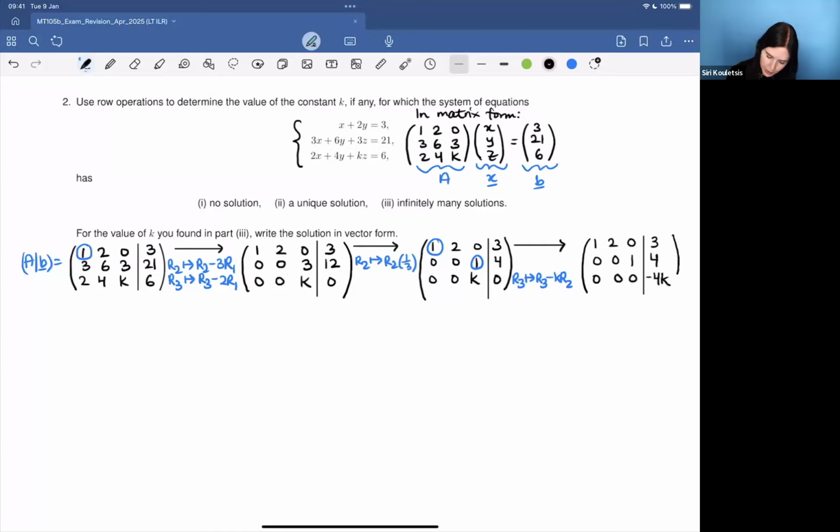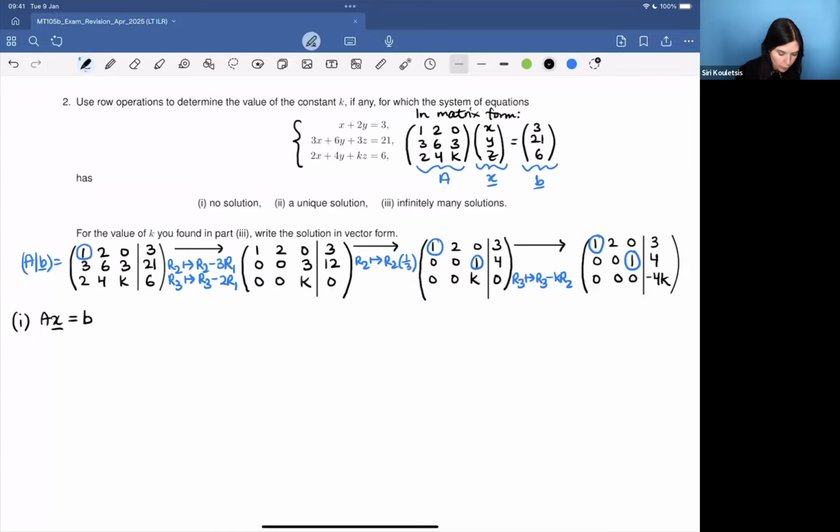So now we have transferred the k here. It now appears here on the right-hand side of our final augmented matrix. And now we are ready to start analyzing and answering this question. So the first question then is, is there now any value of k for which this system that we were given in the beginning of the question has no solution? So have a little think about that.